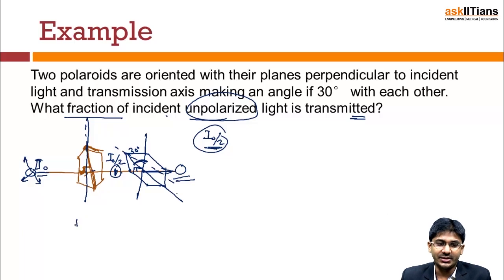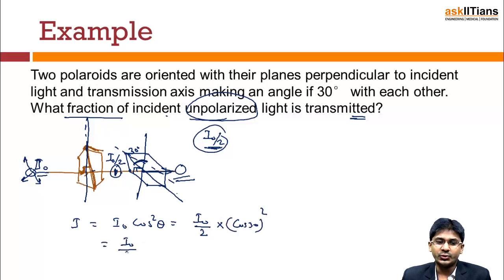So what will be the intensity now? Apply the formula. I naught is here what? I naught by 2 cos square theta. Cos theta is cos 30, squared. So this is I naught by 2. Cos 30 is root 3 by 2. This is squared. So you have 3 I naught by 4.